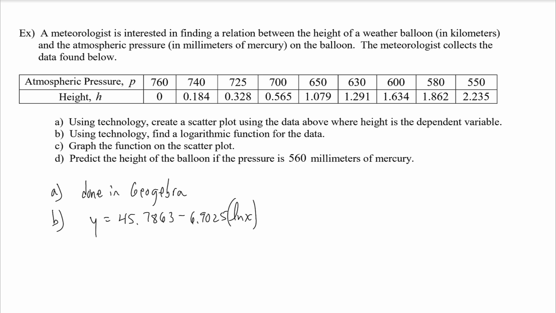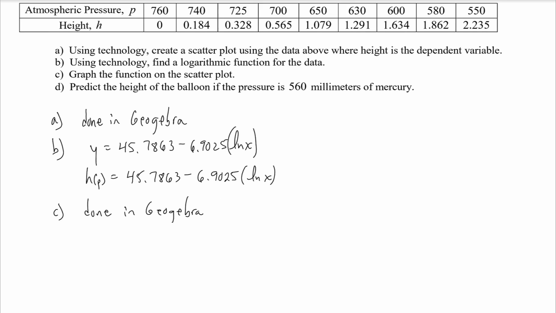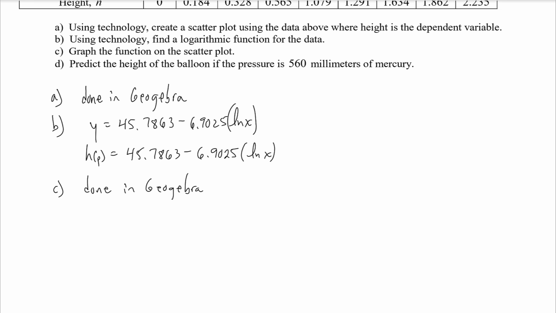Okay. All right. And then I'm going to use the variables they had. So this would basically be height as a function of pressure. And then C, graph it on the scatter plot. We already, GeoGebra took care of that for us. And then D says predict the height of the balloon if the pressure is 560.